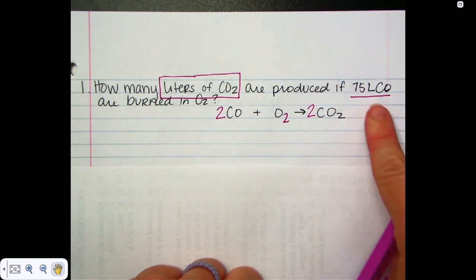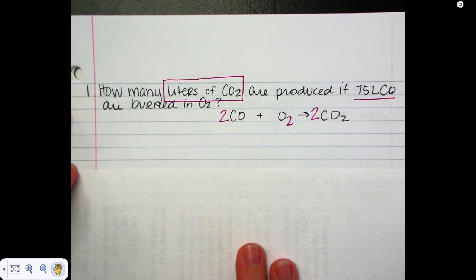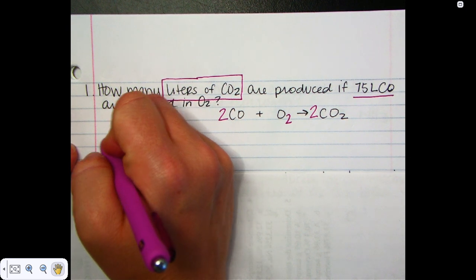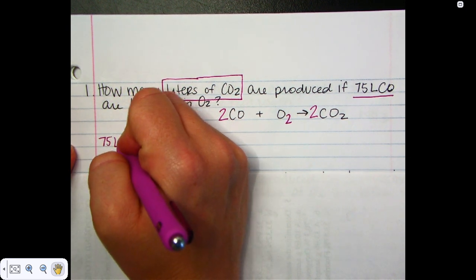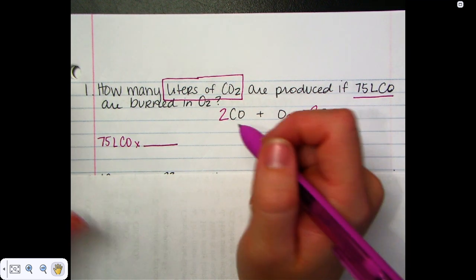I'm always going to start with the number and the substance that is given and start to work through my steps of our stoichiometry here. So 75 liters CO times. I'm not in moles, so my very first step is to go to moles.